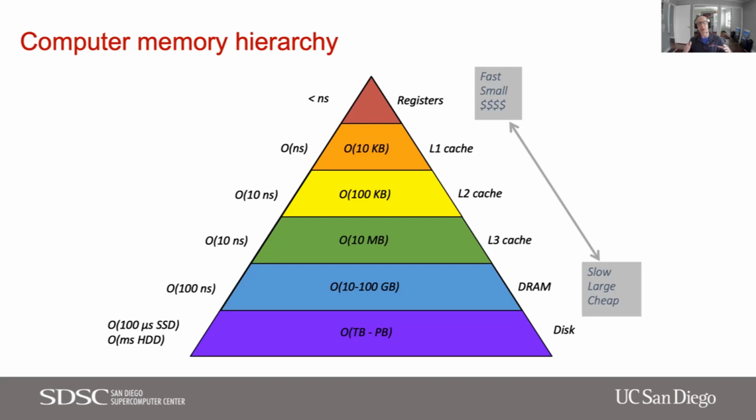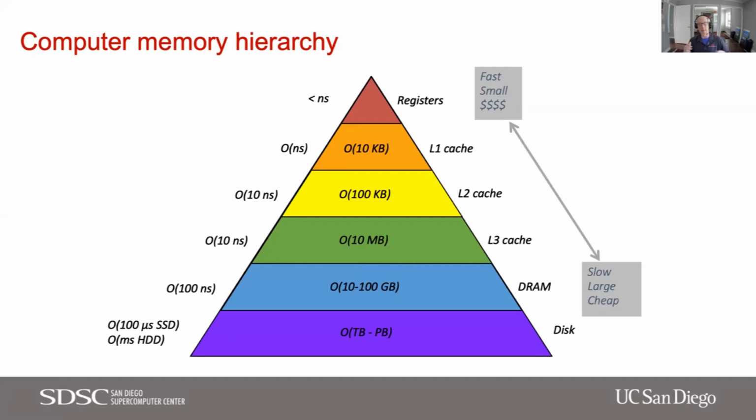Then beyond that, we go out to DRAM. So this is what you think of as main memory. This is going to be on the order of tens to hundreds of gigabytes. If you're working on Expanse and you had an entire node to yourself, you would have access to 256 gigabytes. Since we're sharing, I believe our reservation gives you access to a quarter of a node, so you'll be able to access 64 gigabytes.